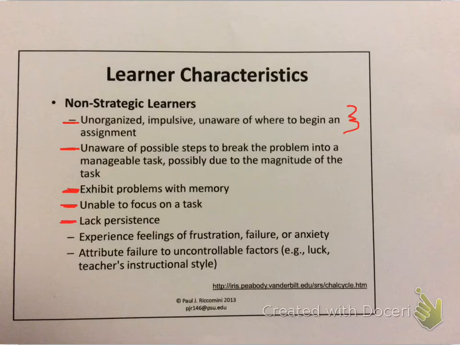Lack persistence, okay? They don't persist in following their goals. They don't find a problem and persist in solving it. Most of the time, a non-strategic learner will find a problem that they can't do, and they'll give up. Experience feelings of frustration, failure, or anxiety. Now, guys, I know some of y'all have felt the frustration in math class, and it's easy to get frustrated with math, but you have to get past that. Okay? That's one thing that can help you to be a more strategic learner. Getting past those feelings of frustration, failure, and anxiety.